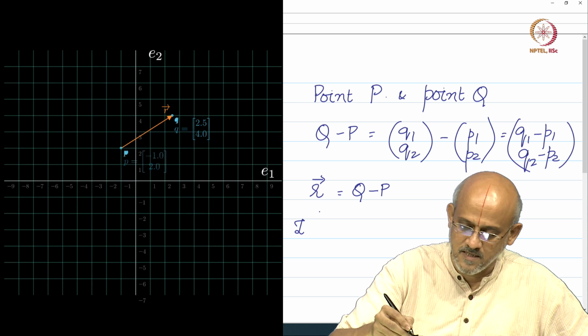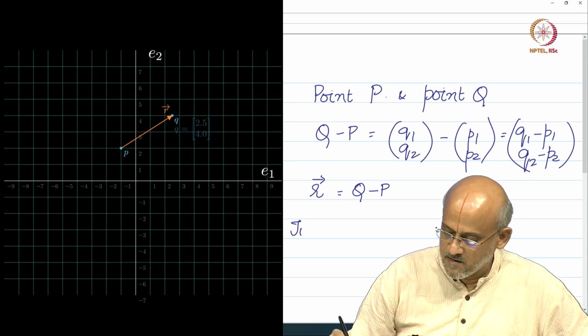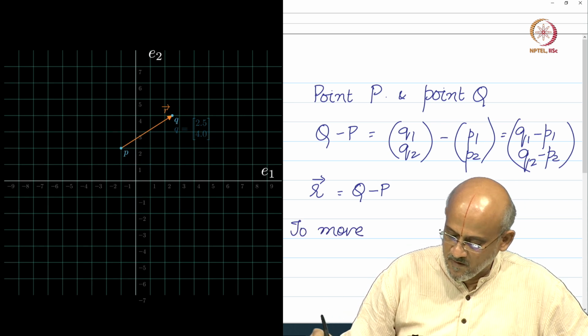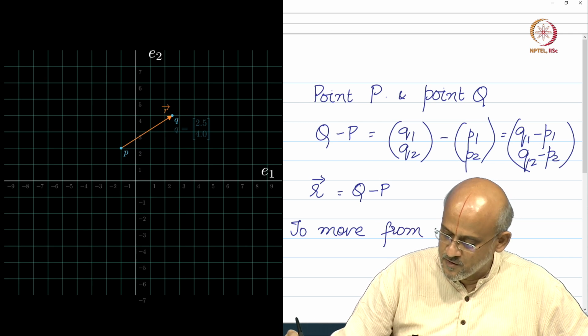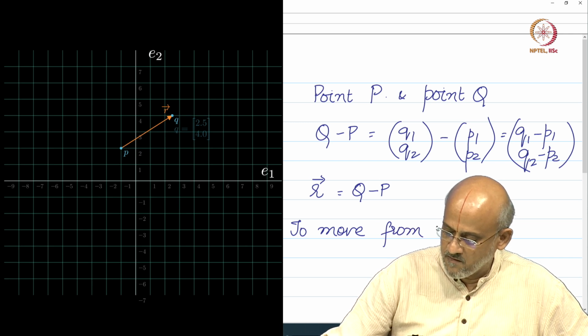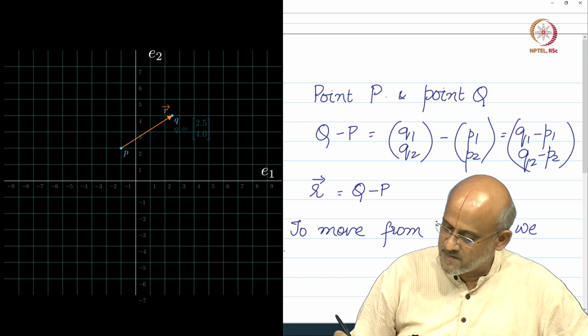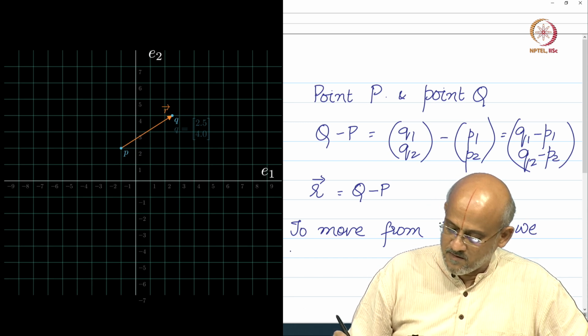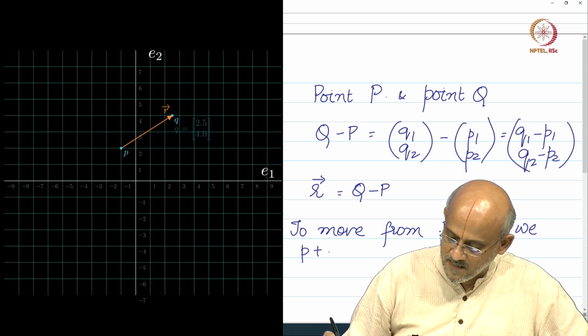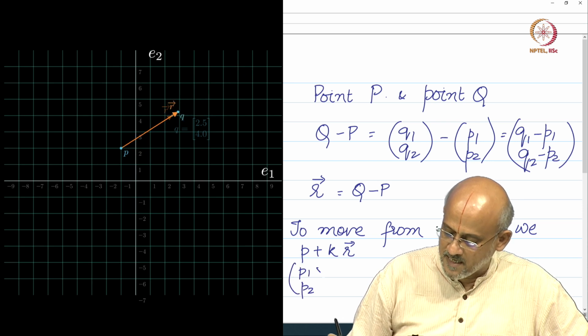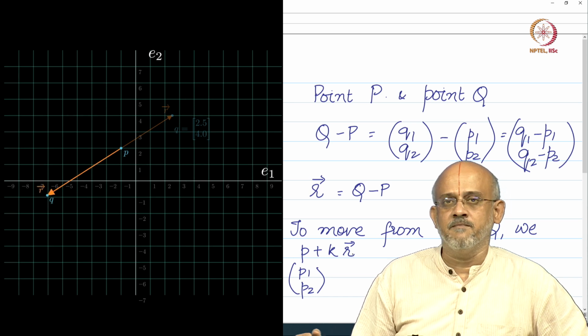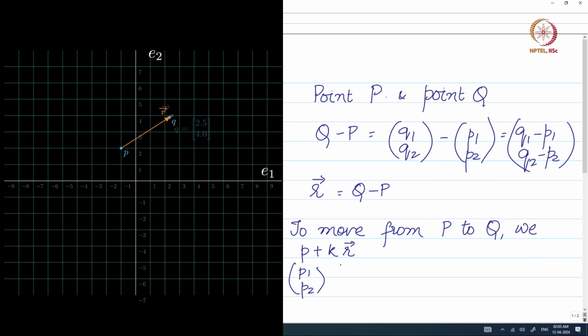We said if we want to move from P to Q, we did the following. We basically looked at P plus some scalar K times R, where P is the basic point, which is P1 P2. We said that you go along the direction of R, where R is the vector, and K is some scalar, K into this vector R1 R2.